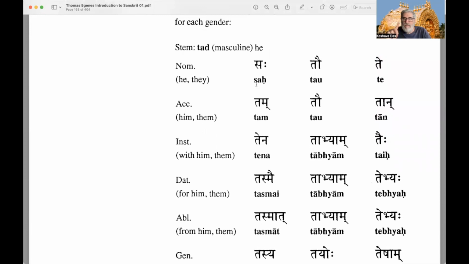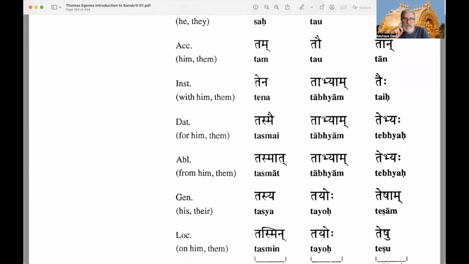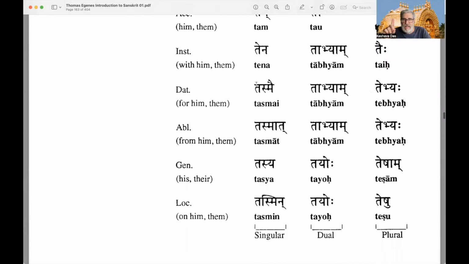Sa tau te, tam tau tan, tena tabhyam taiḥ, tasmai tabhyam tebhyaḥ, tasmāt tabhyam tebhyaḥ, tasya tayoḥ teṣām, tasmin tayoḥ teṣu. Now you notice down here we have teṣu in the locative plural and teṣām in the genitive. You see this cerebral S? That S is a product of internal sandhi, where a dental S is turned into a cerebral S there. Okay, but don't worry about it because it's always like this.